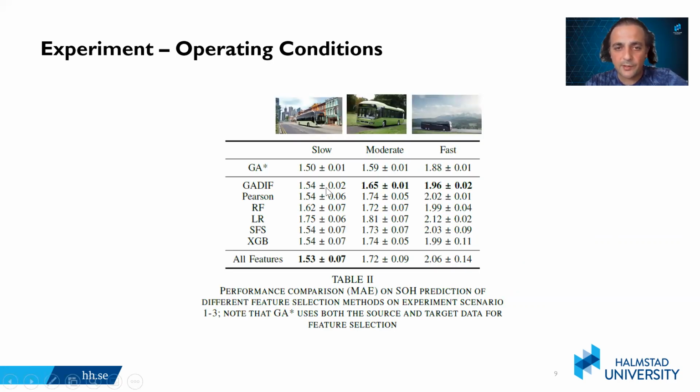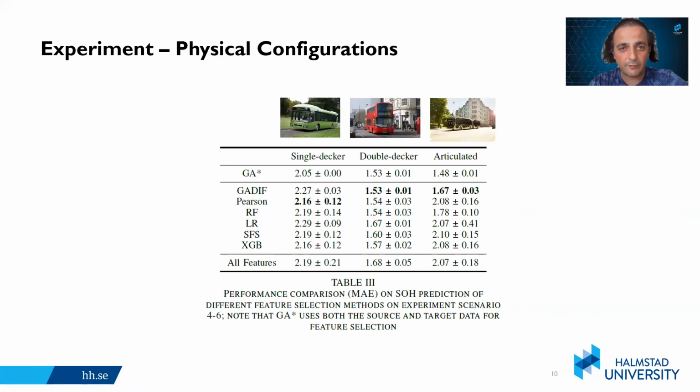In the first experiment, we can see that our approach can significantly outperform a number of wrapper and filter feature selection approaches. And it's even better than using all features. So if you train the model with all features, we are doing significantly better in 2 out of these 3 cases. We have observed similar results with the other 3 physical configuration scenarios, in which in 2 out of 3, we are also outperforming other feature selection methods and using all features. So in 4 out of 6 scenarios we have tested, we were significantly better than all other alternatives.